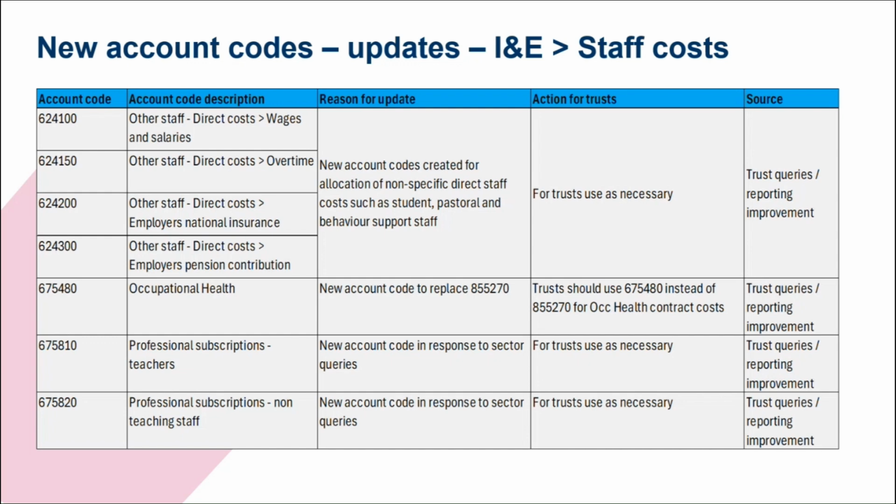So, new account codes that we've set up for staff costs. Firstly, we've set up a new category within the direct costs area. There was no non-specific account code category for staff costs, so we've set up this new, more generic one for non-specific direct staff costs, such as student pastoral and behaviour support staff.